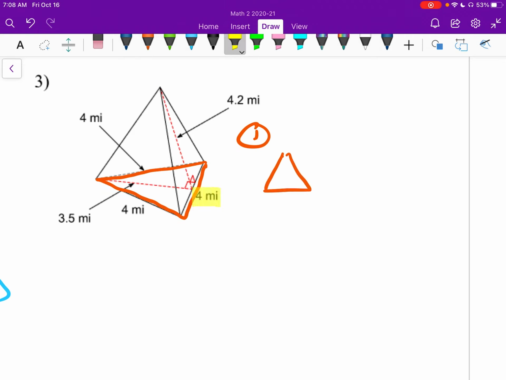I'm going to look at the base of the base triangle. Sometimes our words get kind of mixed up here. It is 4, and the height is 3.5.